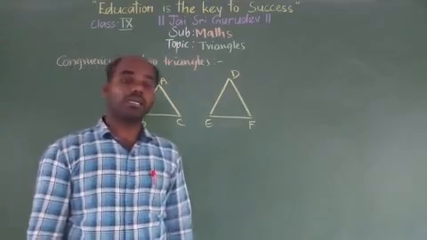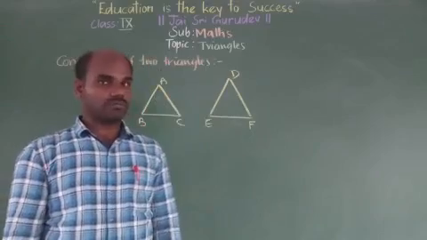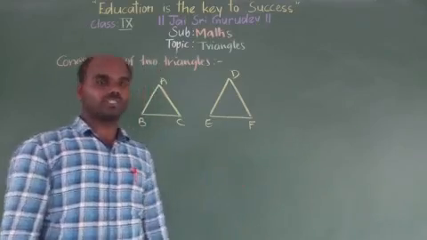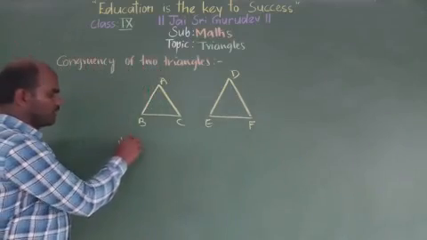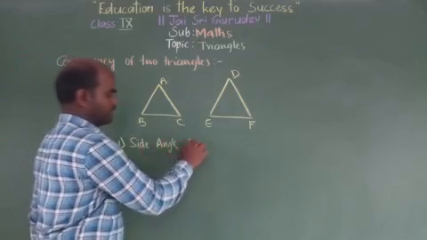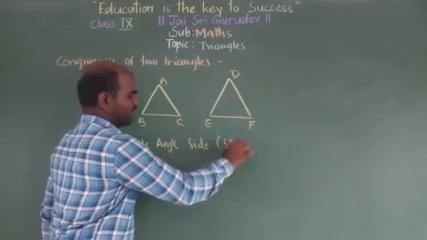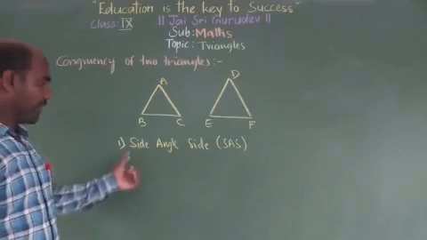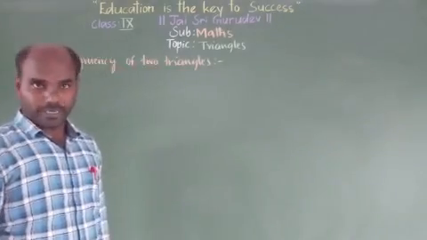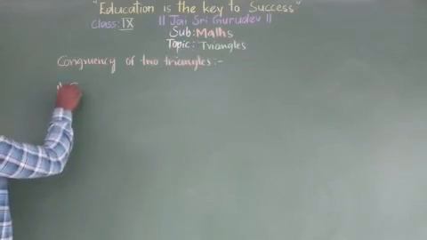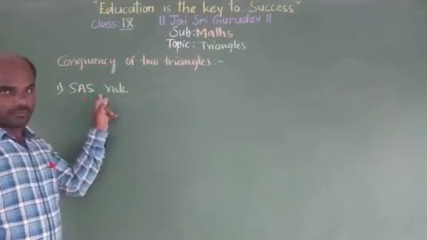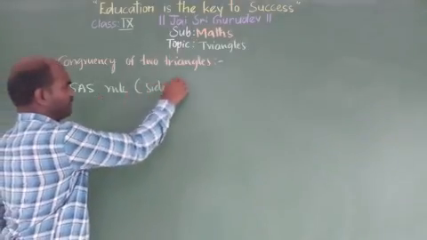we have a total of 4 types of rules. In that, the first one is side, angle, side, which is SAS. By the SAS congruency rule, these two triangles are congruent. First, you have to learn about that. So the first one is the SAS rule, or side, angle, side.